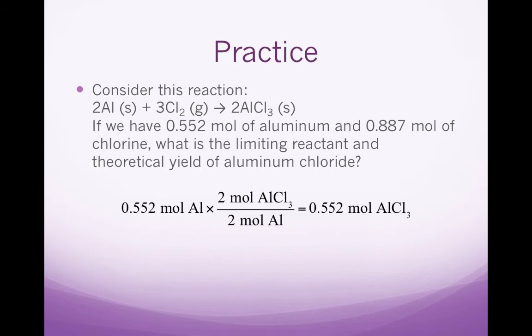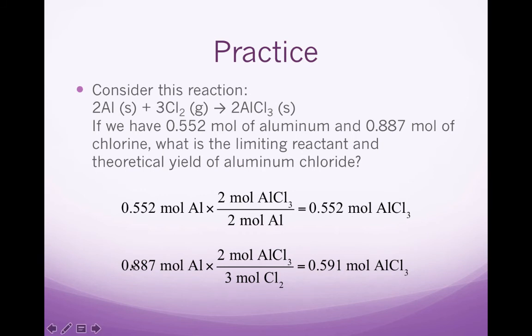So first, we'll look at how many moles of aluminum chloride I can make from 0.552 moles of aluminum. We just did this before, right? So I start with what I know, which is 0.552 moles of aluminum, and I multiply it by the molar ratio of aluminum chloride to aluminum. I get that from my reaction. I know for every 2 moles of aluminum, from the 2 here, I'll make 2 moles of aluminum chloride. That's how I got this. So I'll make 0.552 moles of aluminum chloride.